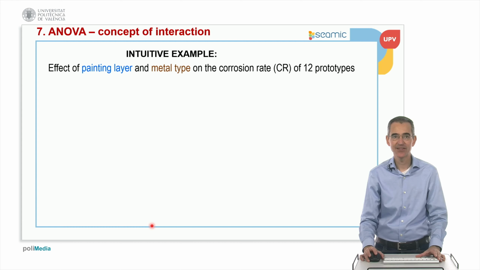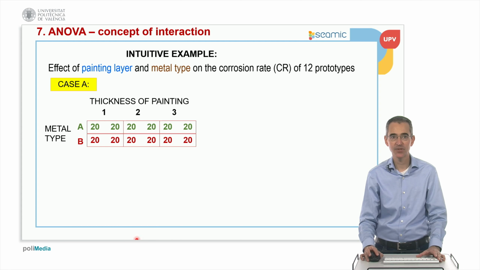We want to study the effect of painting layer and metal type on the corrosion rate of two prototypes of metal sheets. Imagine that we have metal type A and metal type B, and then we have three thicknesses of painting. And then imagine that we run the experiment and we obtain exactly the same value in all cases.